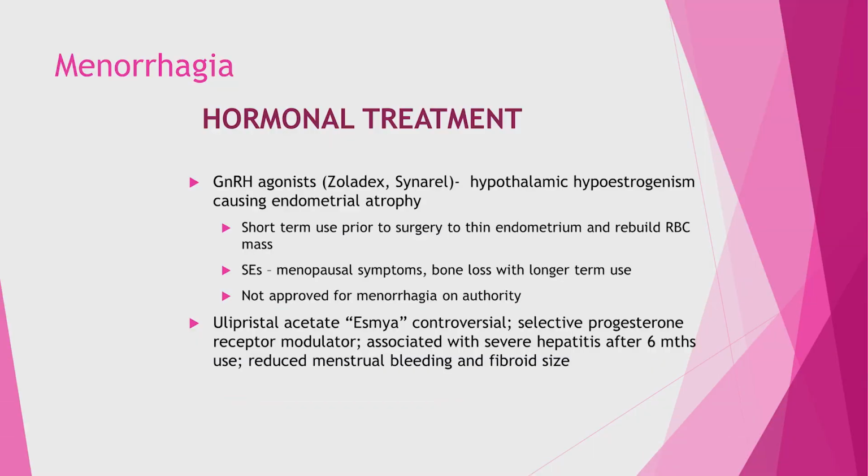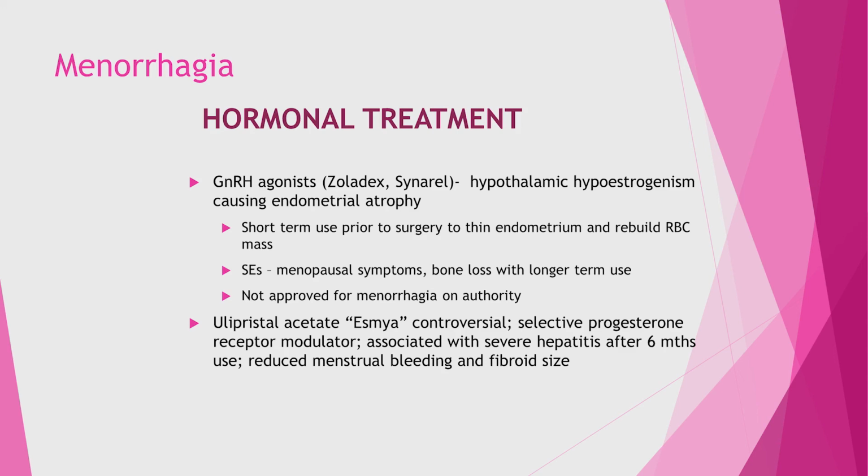Other hormonal treatments that can be used are Zoladex or Synarel, and these are GnRH analogues used in the endometriosis setting. This causes medical menopause and cannot really be used long term because of the risk of osteoporosis. So if patients are requiring this therapy for more than 6 months, they need add-back estrogen. It's not approved for menorrhagia when used on authority.